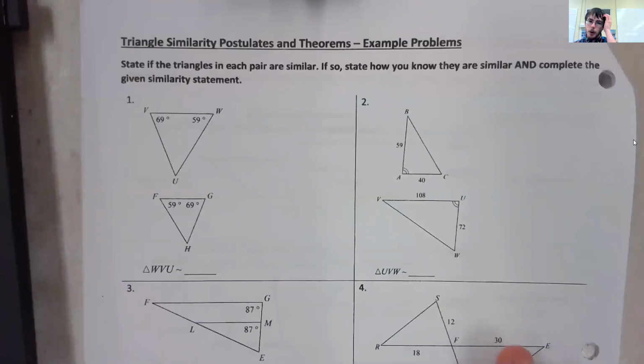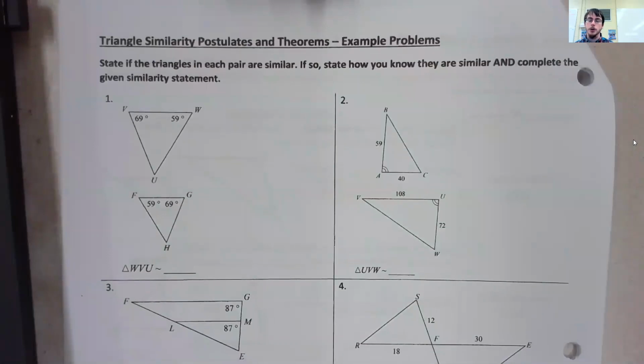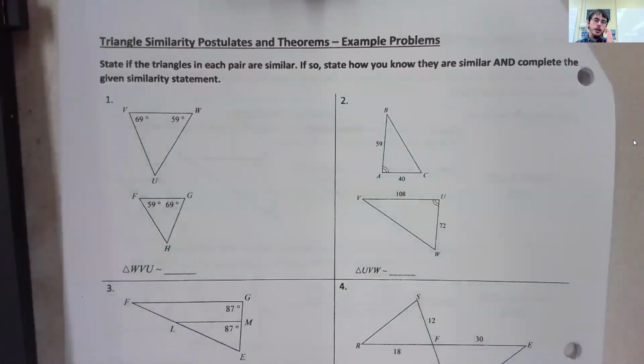So let's look at number 1. For all of these problems, the whole 18 problems, and this is what your assignment tomorrow is going to be on, it's fine if you just watch the video and understand how to determine each type of congruence or similarity that we deal with. So all of these want us to state if the triangles are similar. If so, state how you know they're similar and complete the given similarity statement.